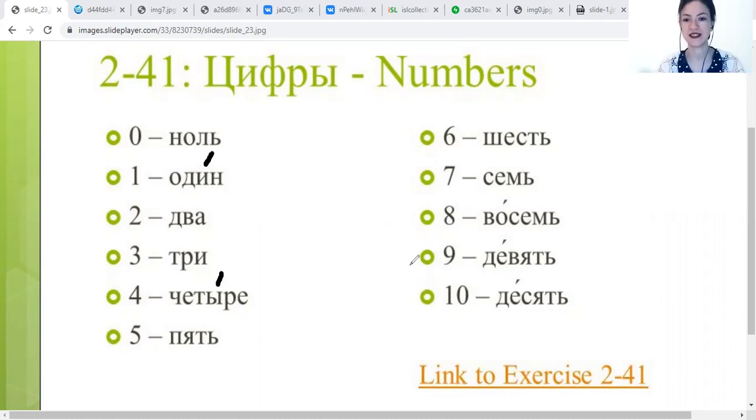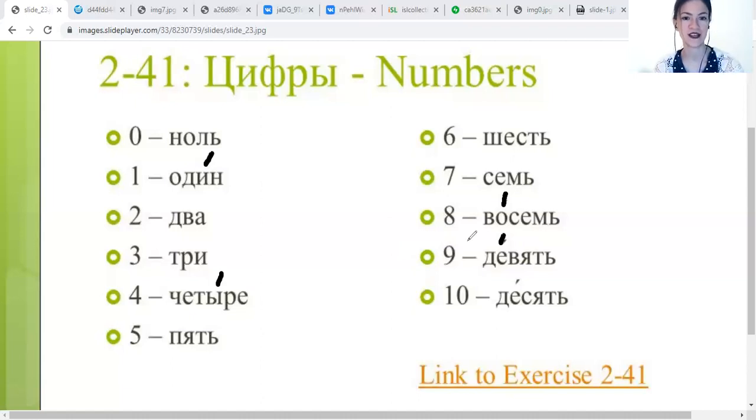Девять, девять, 9. I forgot to put the accent. So, восемь, девять, десять, десять. Be very careful because normally foreigners they mix девять and десять.